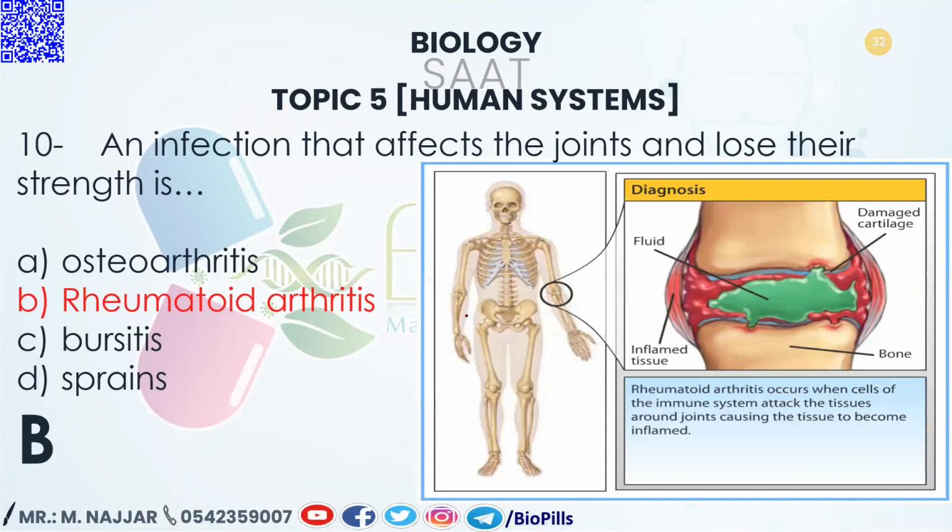Rheumatoid arthritis, we can classify it as an overreaction of the immune system, or we can say oversensitivity. In rheumatoid arthritis, the cells of the immune system attack the tissues surrounding the joints, causing the tissue to become inflamed. So it is an autoimmune disease, an overreaction of the immune system attacking its own body, which it should not.